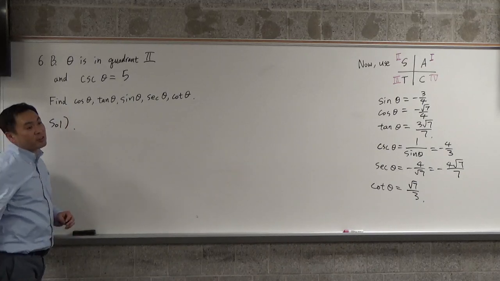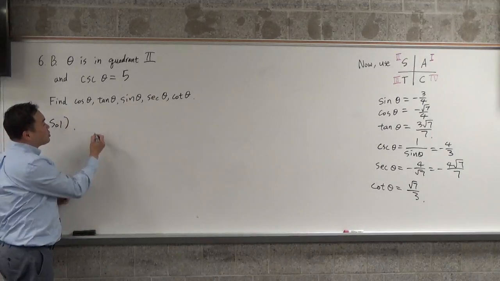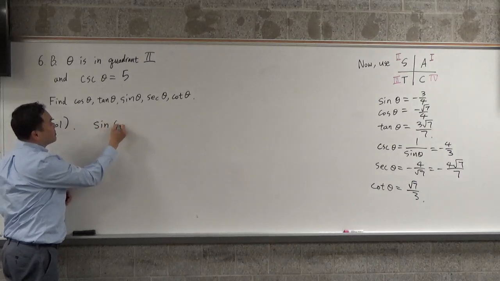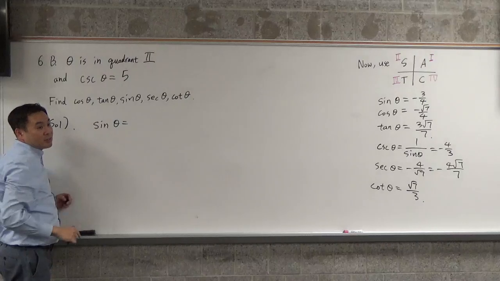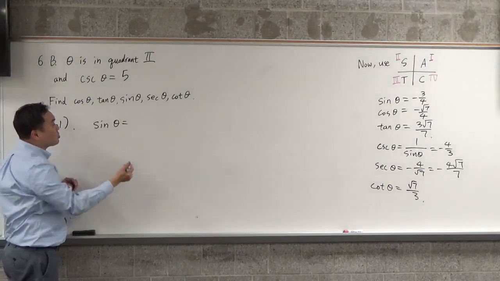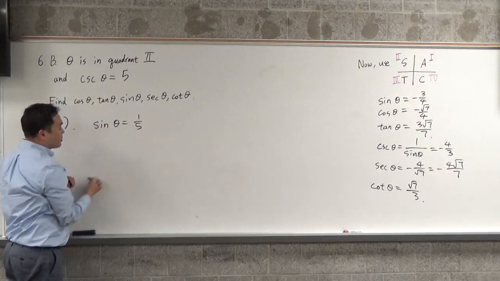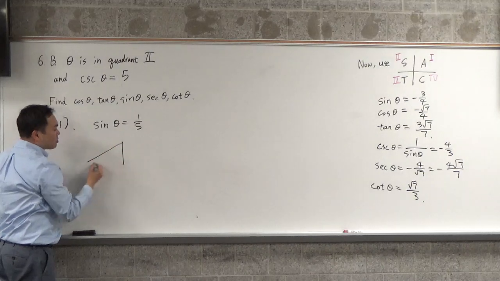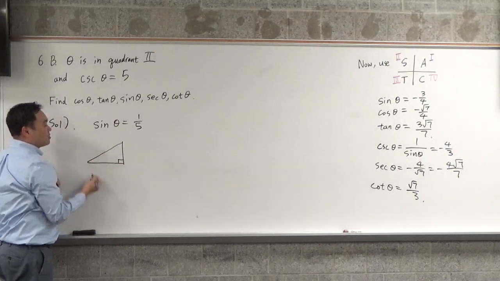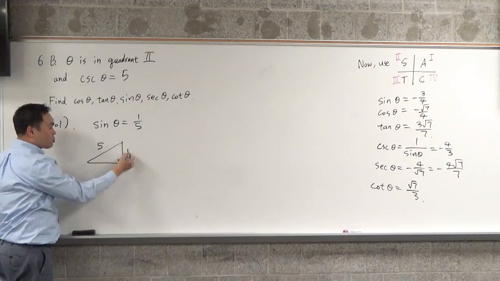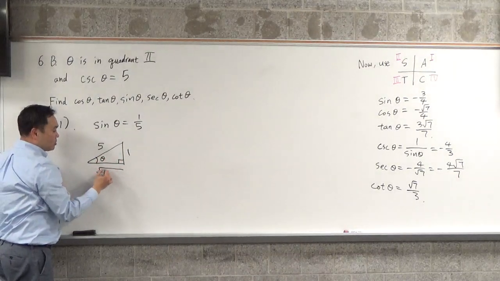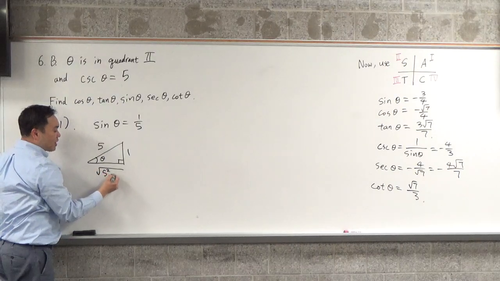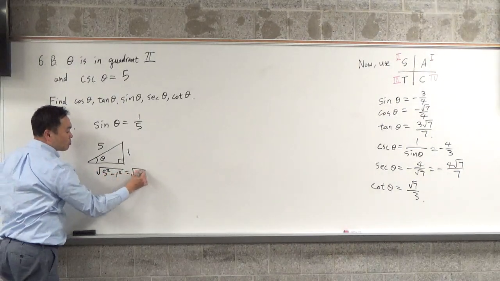Okay, cosecant theta is 5. What does that mean for sine? What's the relationship between cosecant and sine? They're reciprocal, so it's going to be 1 over 5, okay? Now think about the picture that would describe this. Here's 5, here's 1, here's theta. Okay, what's this length then? Square root of 24, because 5 squared minus 1 squared equals 24.